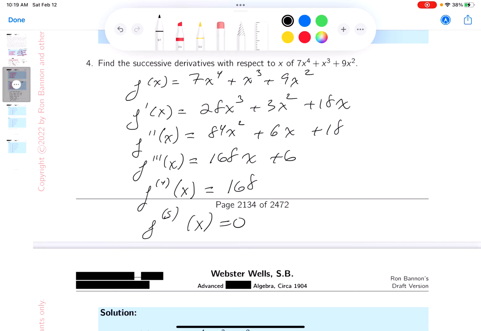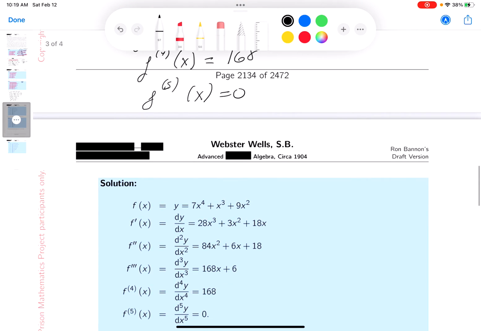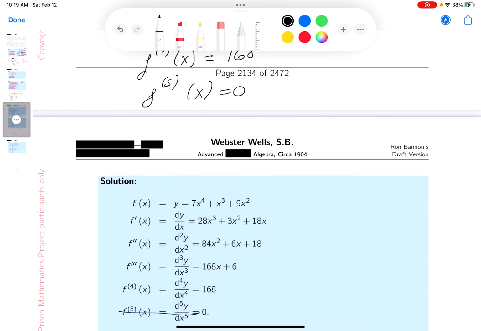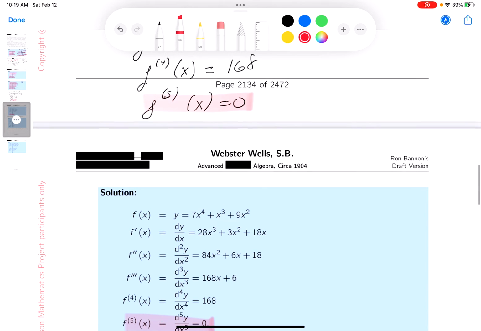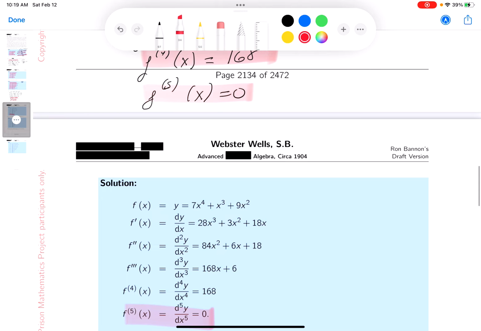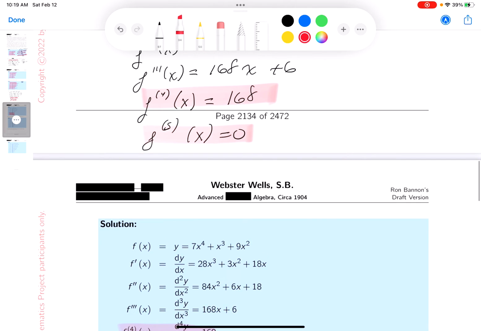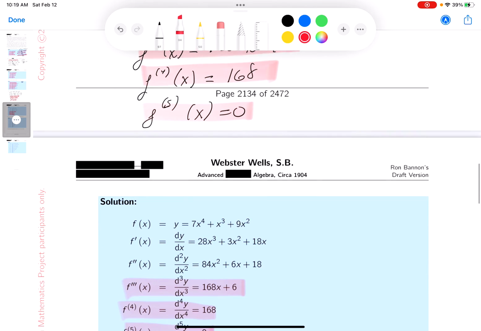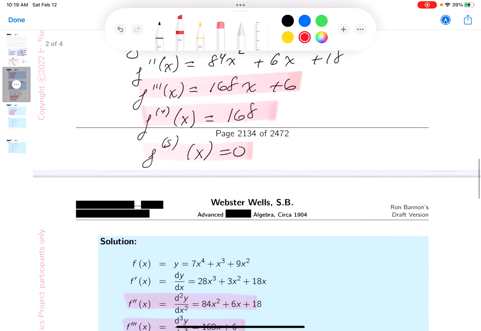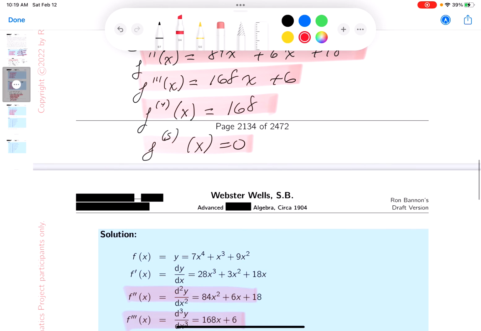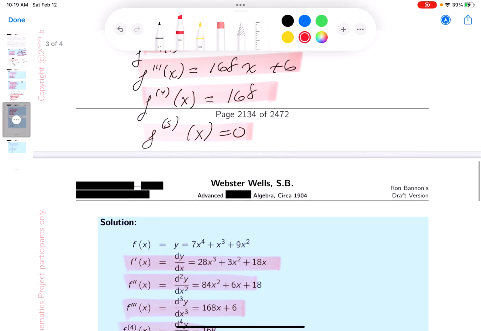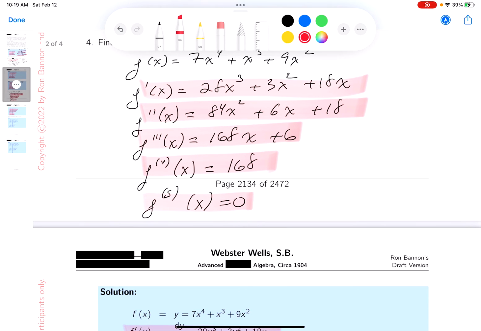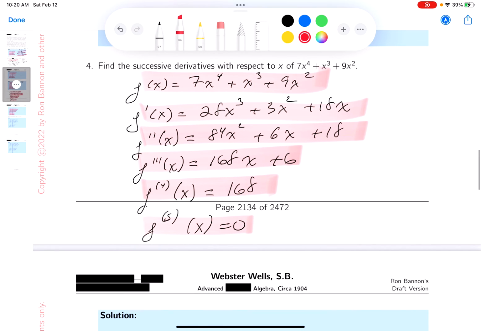All right, let's look at the key. And I want to point out, looking at the key, I'm going to look at it backwards. I'll look at this, and this, and this. Looking pretty good. 168x plus 6, I'm seeing that. Kind of working my way backwards, right? 84x squared plus 6x plus 18. Wow. 28x cubed plus 3x squared plus 18x. All right? And the function's given. That's pretty hard to get wrong.